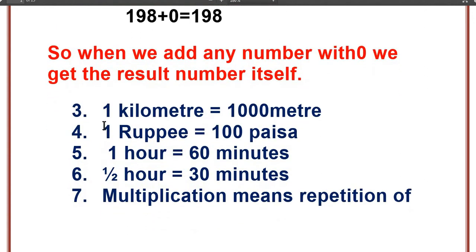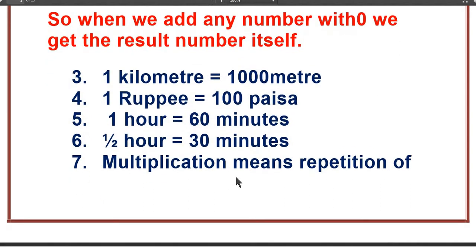Point number 3. 1 kilometer is equal to 1000 meters. Fourth point, 1 rupee is equal to 100 paisa. Fifth point, 1 hour is equal to 60 minutes. Sixth point, half hour is equal to 30 minutes.